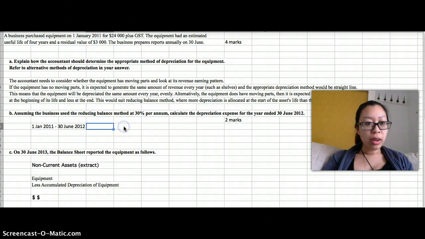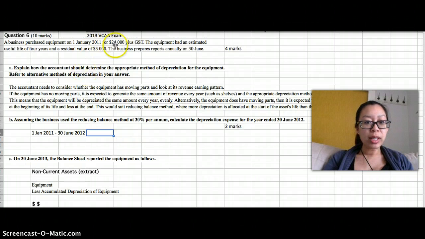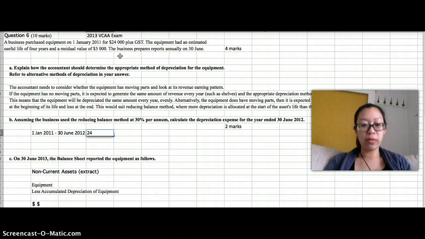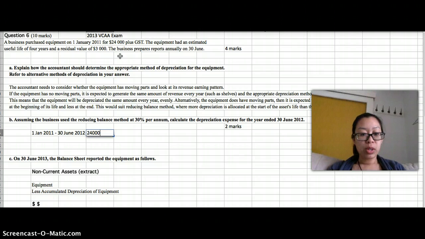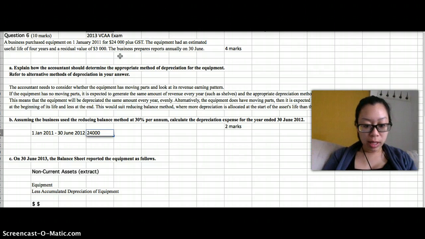Okay, so let's go. How much did we buy for originally? We said $24,000, so we go $24,000. Now we don't need to use the residual value or useful life if we've been given a percentage. So we're using a percentage. $24,000 times 30%.